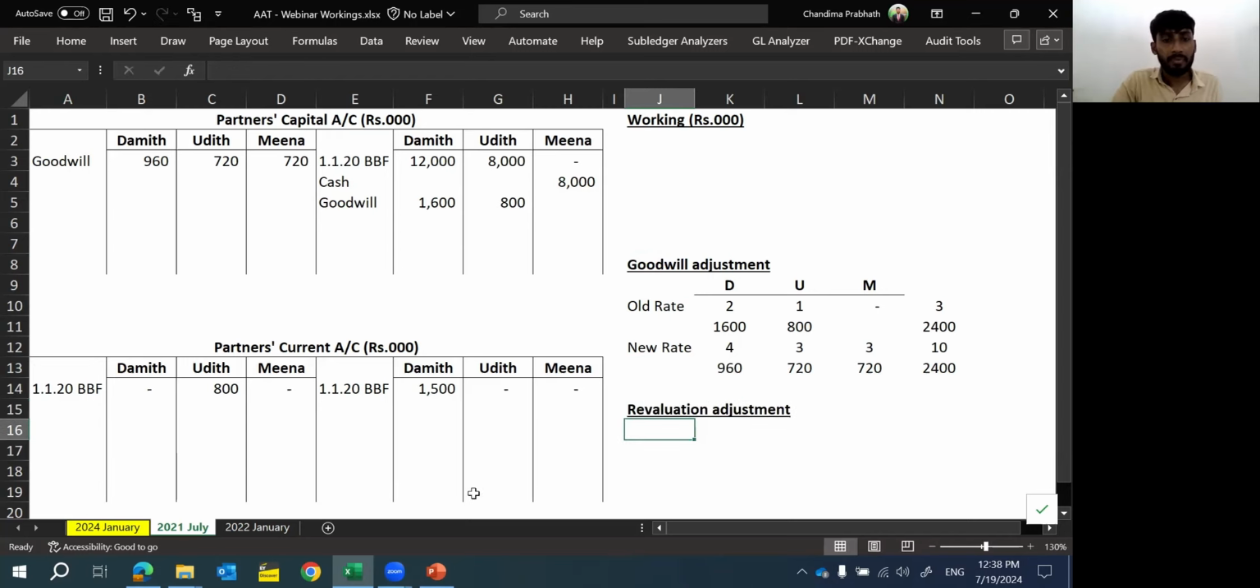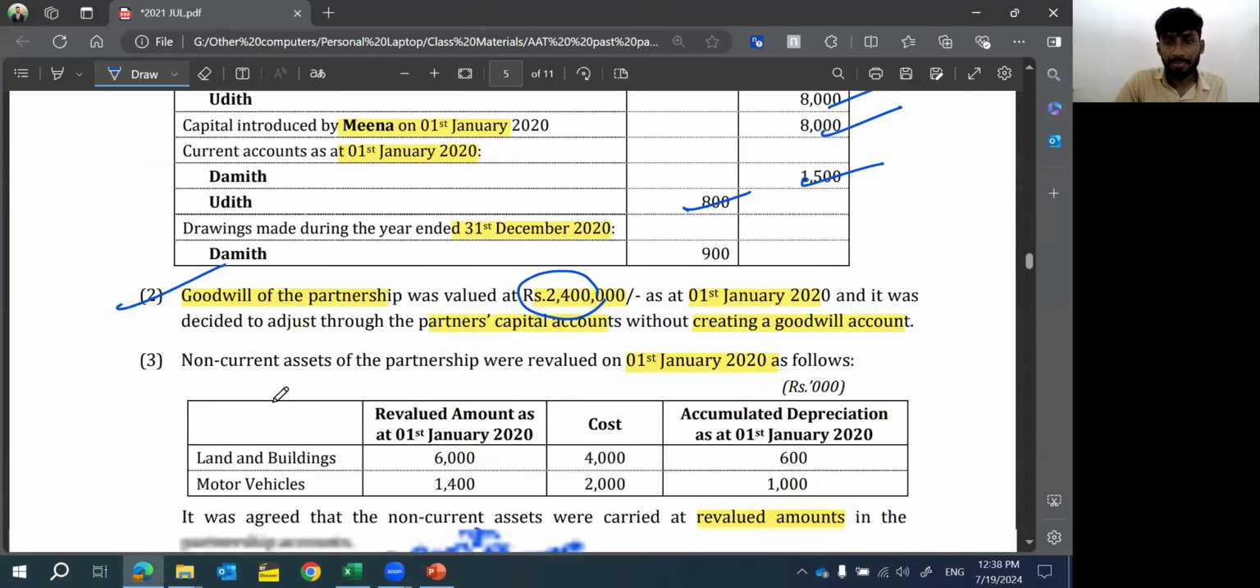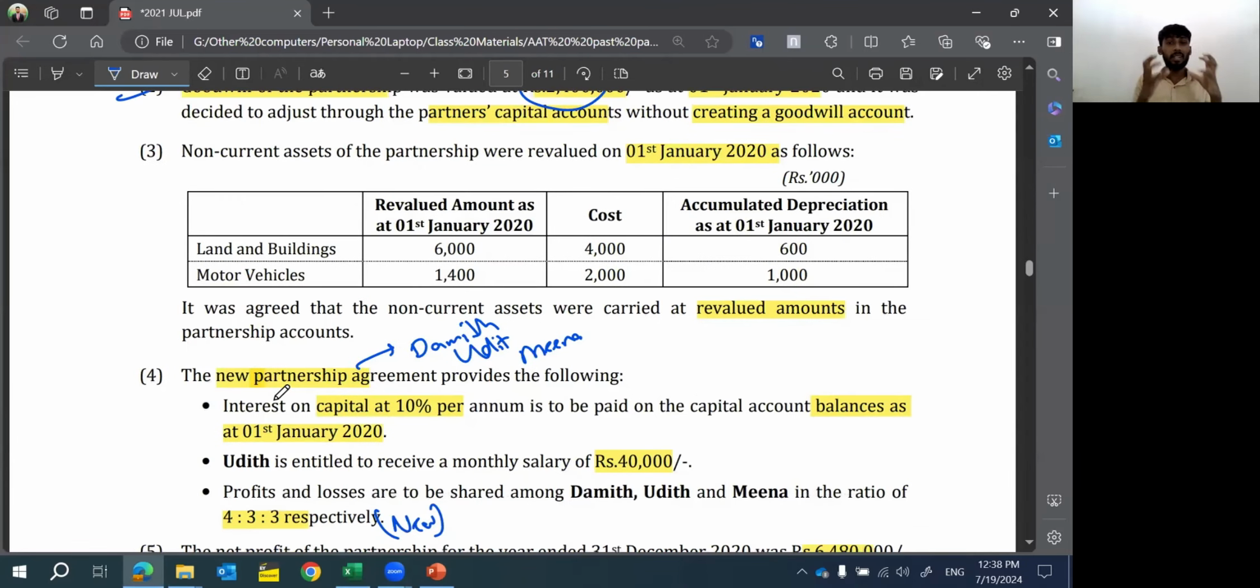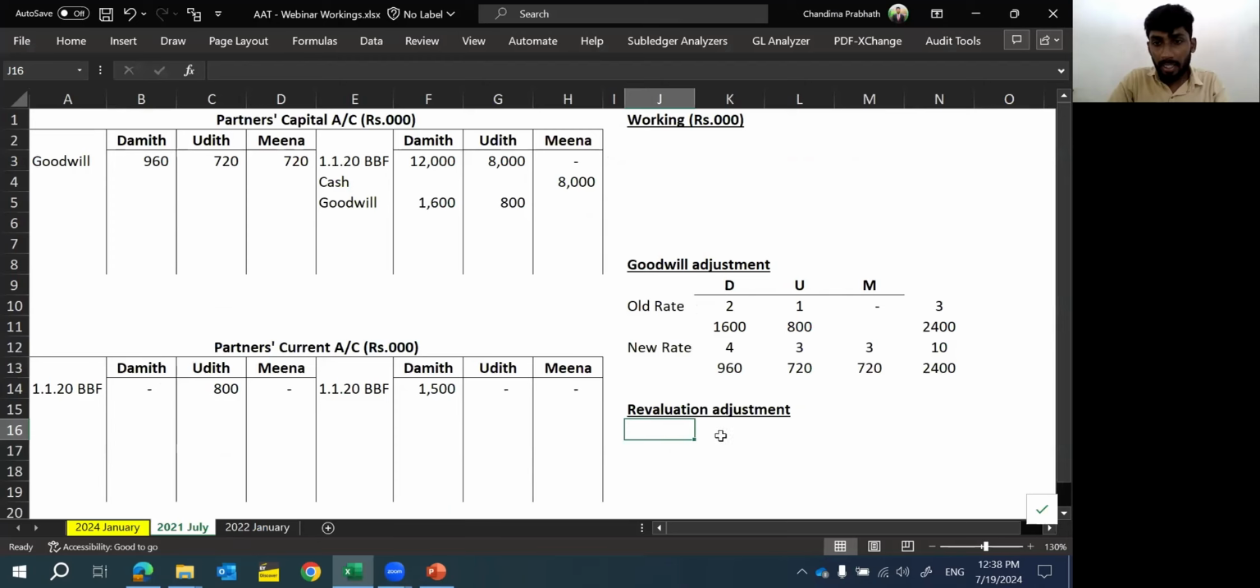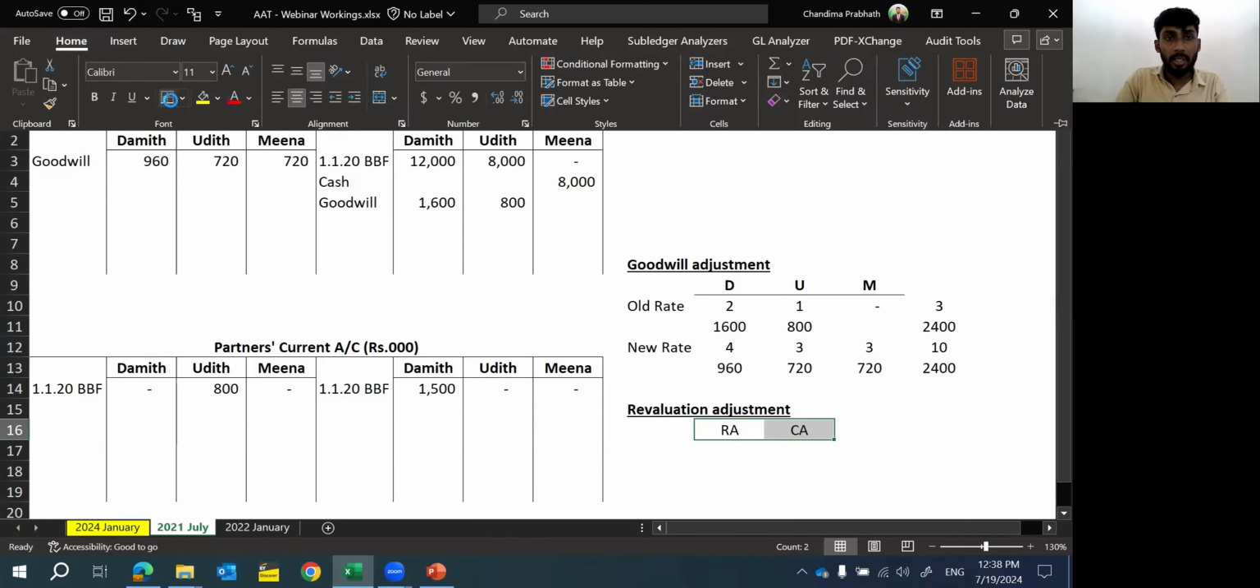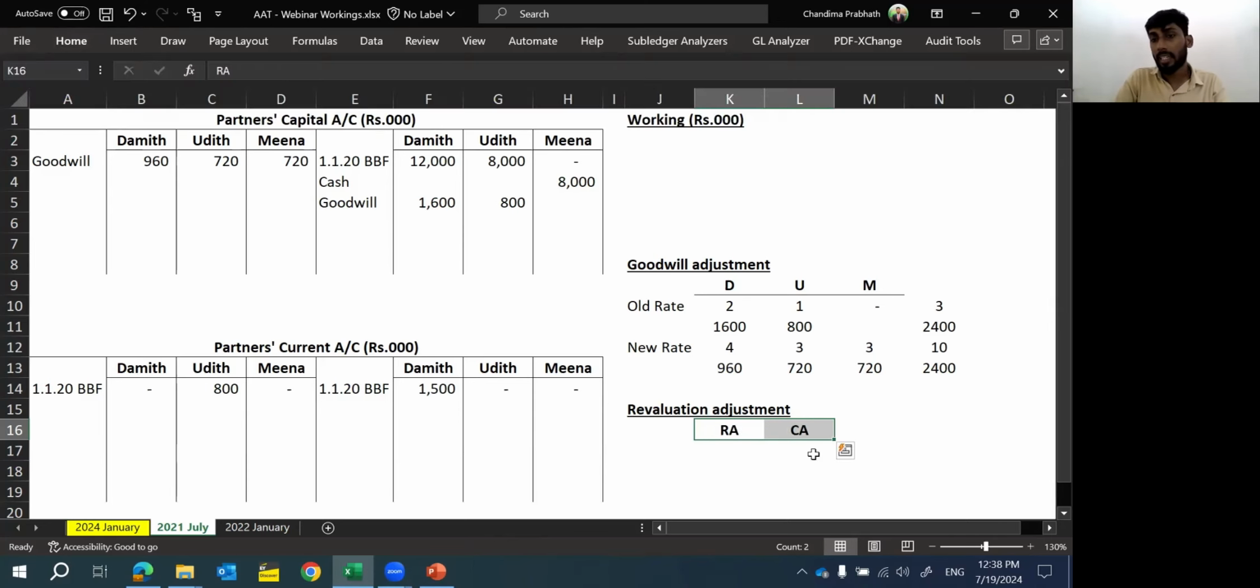Revaluation adjustment. How to do the revaluation adjustment? First of all, we need to calculate the net revaluation gain or loss. How to calculate it? We need to compare the revalued amount, RA, with the carrying amount, CA, at the revaluation date. By comparing these two, we can calculate the gain or loss.